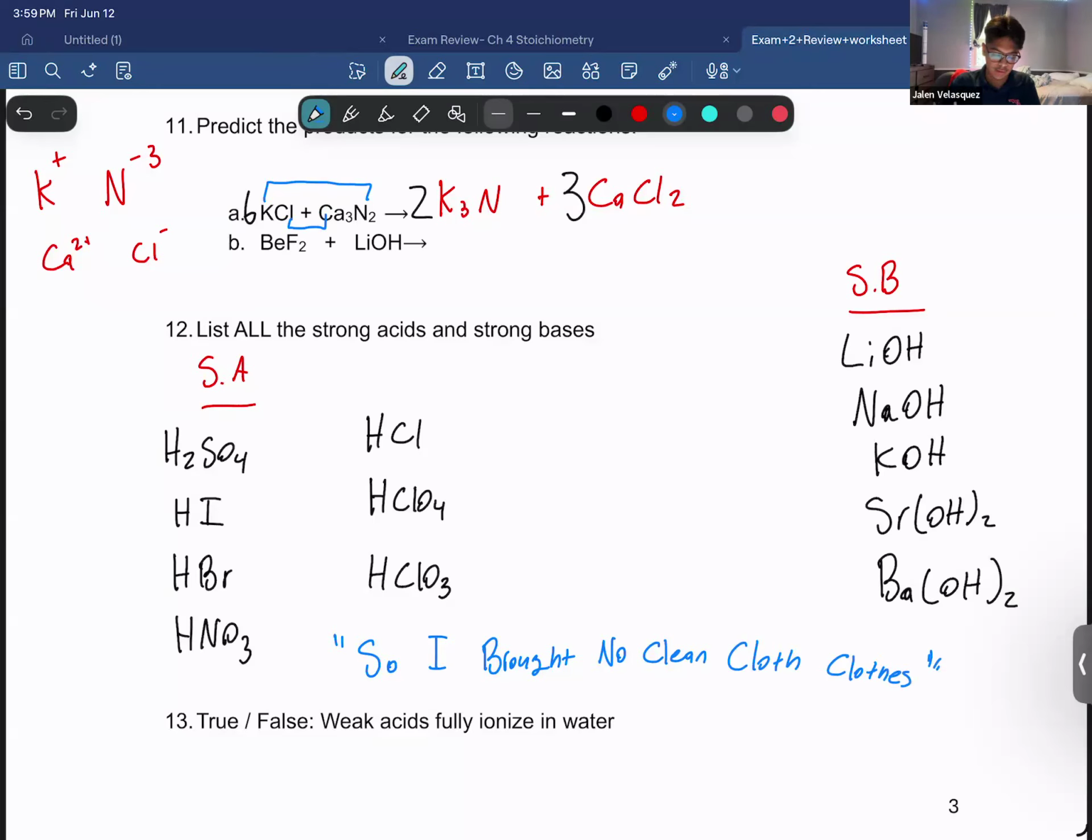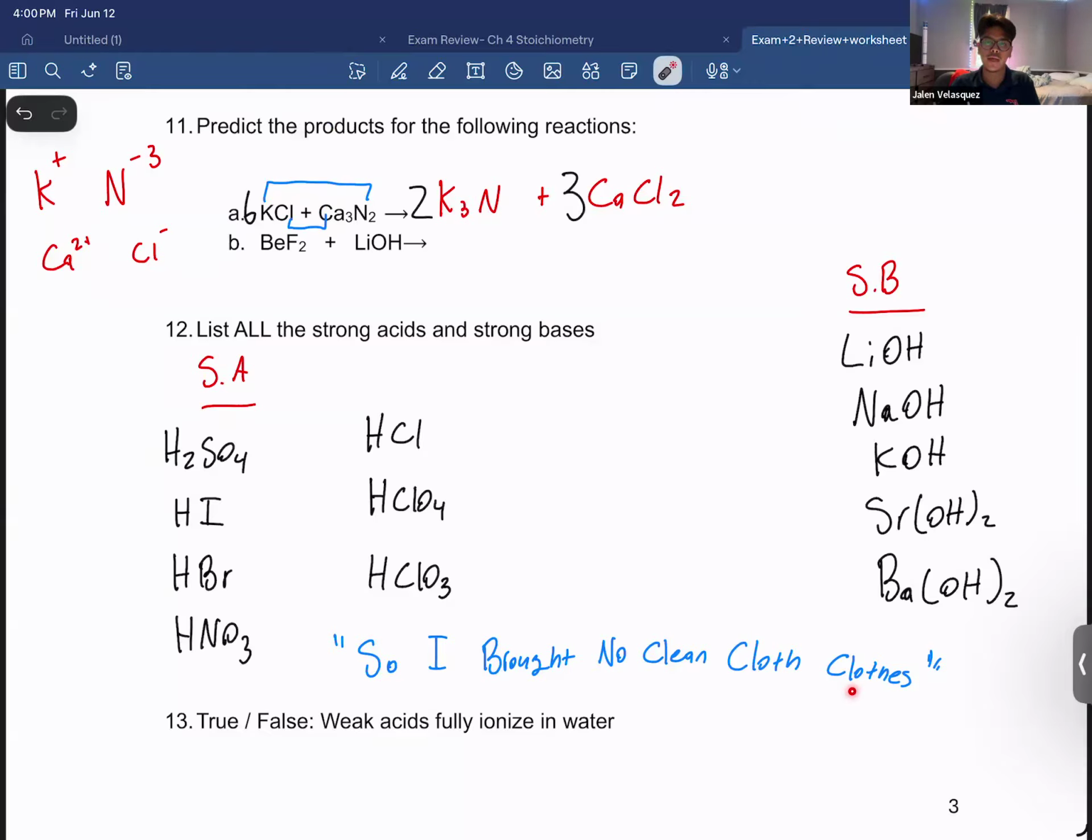So it goes like this. So I brought no clean cloth clothes. And this little mnemonic follows the order of the anions of these acids, right? So S is for the sulfuric, I for hydroiodic, B for brought, right? And it goes on. So you can use that to memorize the strong acids.